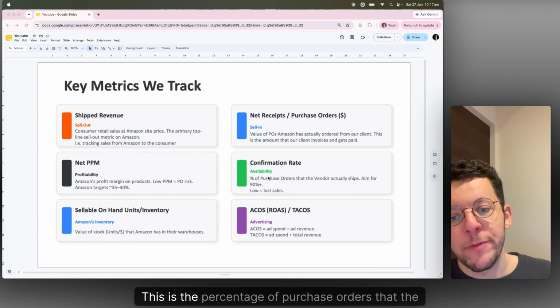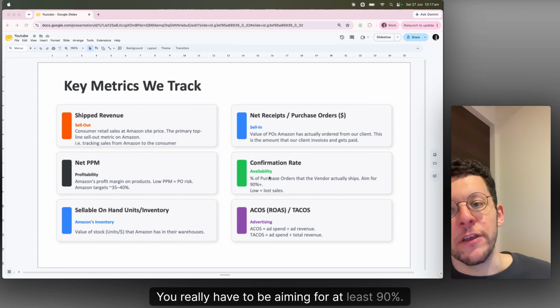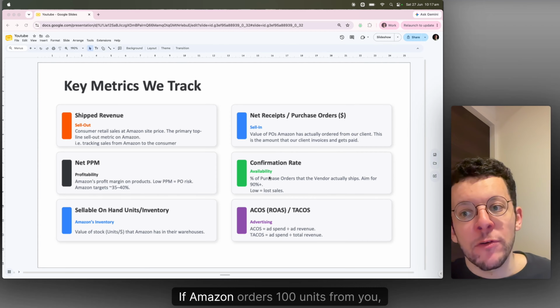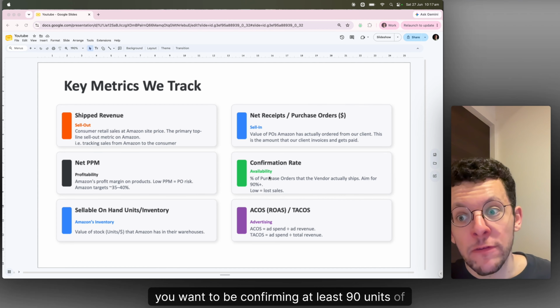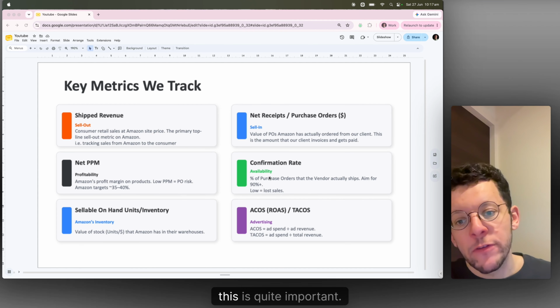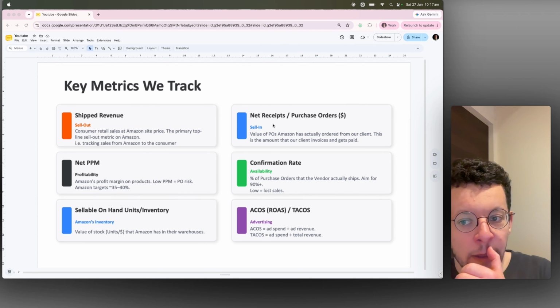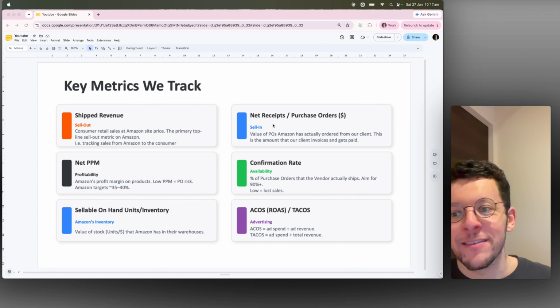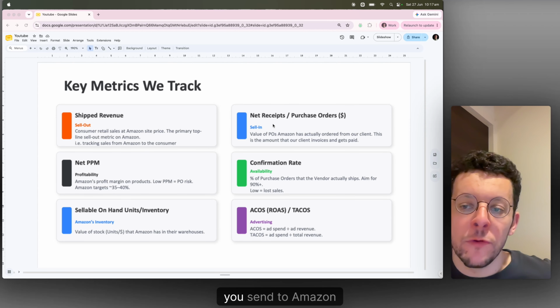Confirmation rate, this is the percentage of purchase orders that the vendor will actually ship. You really have to be aiming for at least 90%. If Amazon orders 100 units from you, you want to be confirming at least 90 units of those and fulfilling 90 units of those, 90%. This is quite important. It impacts everything. Everything to do with your vendor account is determined by how much stock you fulfill to Amazon, you send to Amazon.